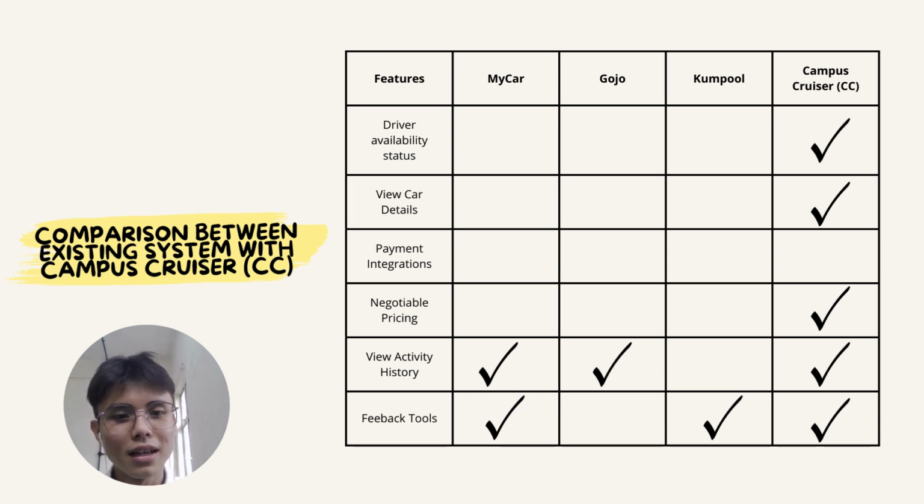Next, the comparison between existing systems and Campus Cruiser. As you can see, Campus Cruiser includes features that most of the systems do not have, which are driver availability status, view car details, and also negotiable pricing.